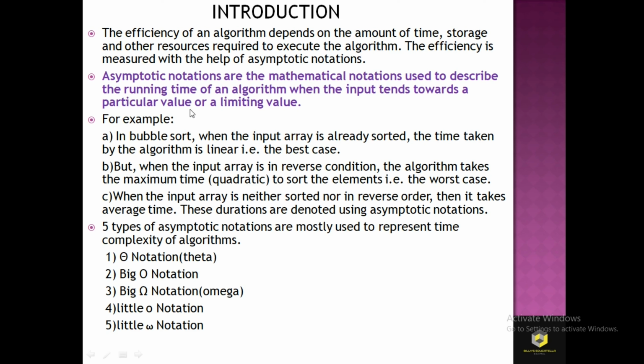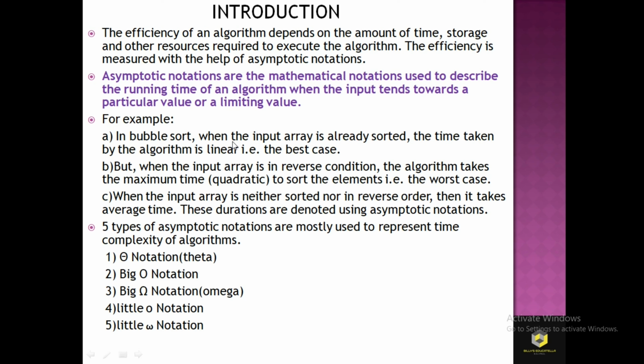For example, we take insertion sort. When we want to insert a particular element into a particular position, it should have some particular input, and that input will occur with some time complexity. So when the input tends towards a particular value or a limiting value, it must have some time complexity, and that time complexity is measured by using these mathematical notations, which are known as asymptotic notations.